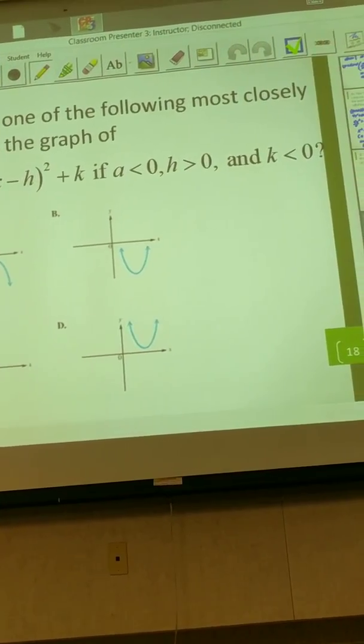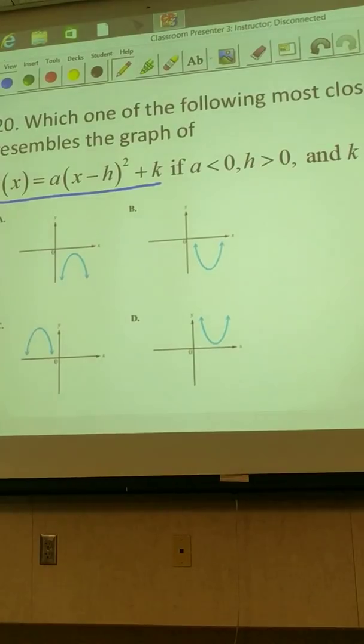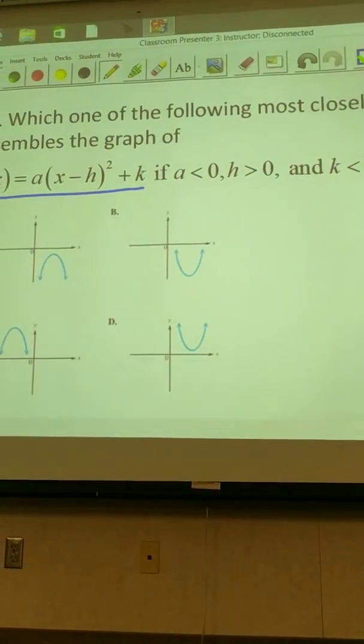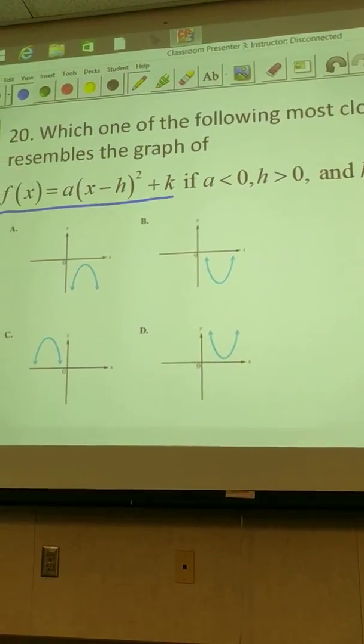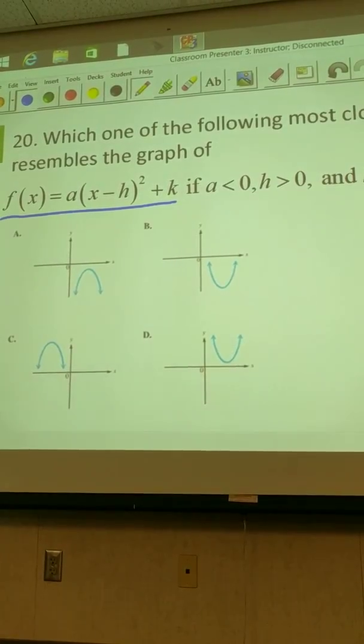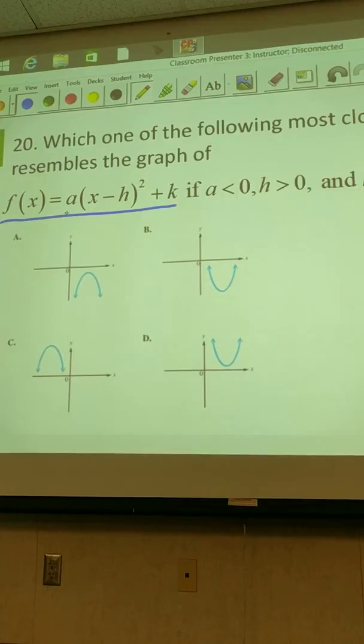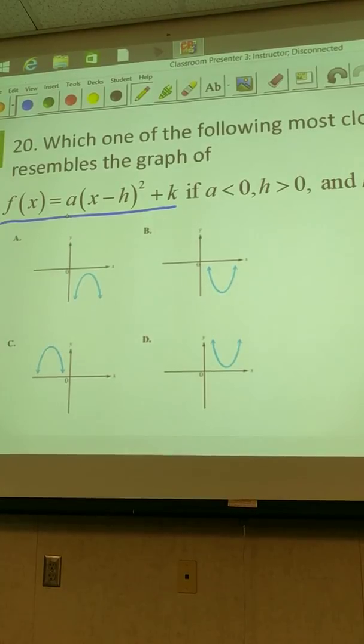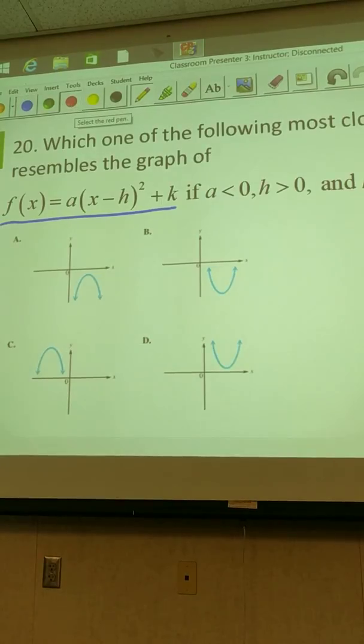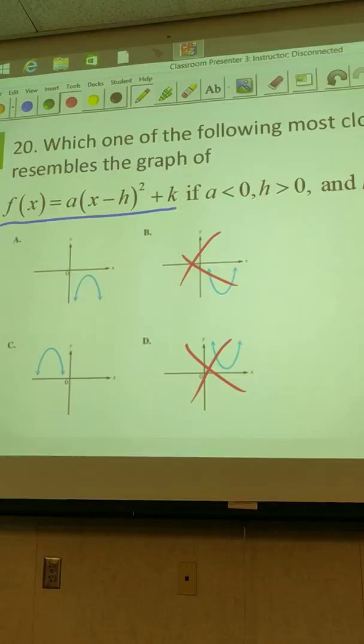So here's our general form of our parabolas. A times (x minus h) squared plus k. So first of all, they're telling us that a is less than 0. So that tells us what about the parabola? A is negative, so that means the parabola opens which direction? Down. So goodbye B and D, right? All right, so it's either A or C.